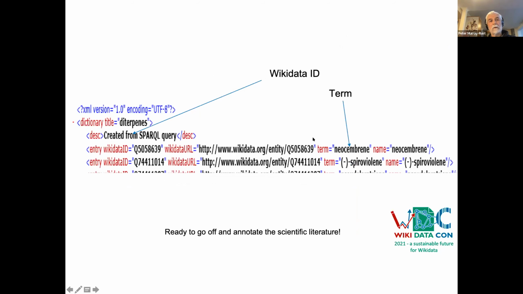And you can then, with our software, put that together in a dictionary. So this is now a dictionary of terpenes, each with their Wikidata ID. And the most important thing for any piece of information is to give it a unique permanent ID. If you can do that, you've won half the battle.